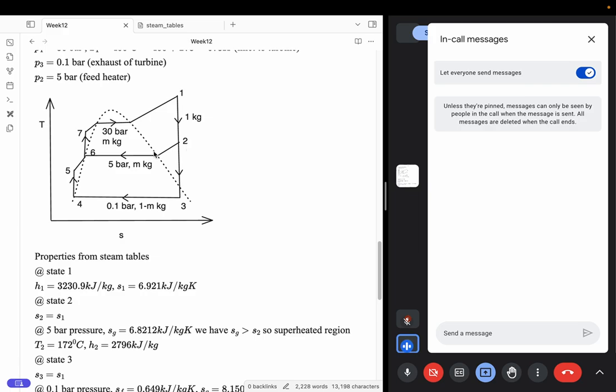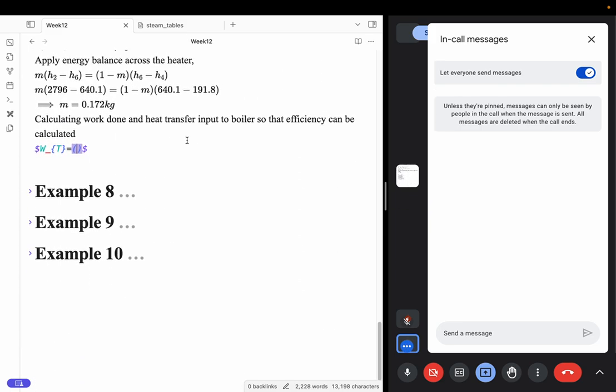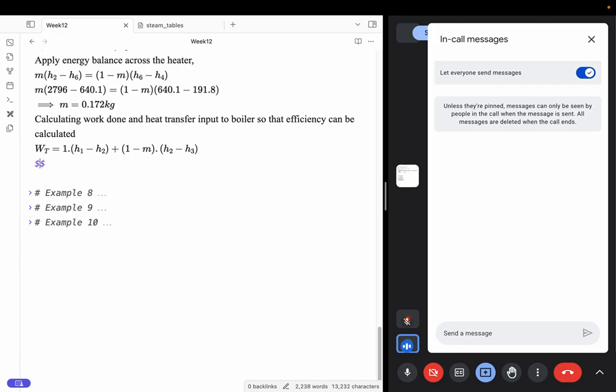And then this is going into the heater, from which I cannot extract any work, so this should not be added into the work done. But the state from 2 to 3 is a mass of 1 minus m kilograms, and this is where we are extracting work again. So that also should be added into your work calculation. That will be 1 minus m times h2 minus h3. So this is 1 times h1 minus h2 plus 1 minus m times h2 minus h3.